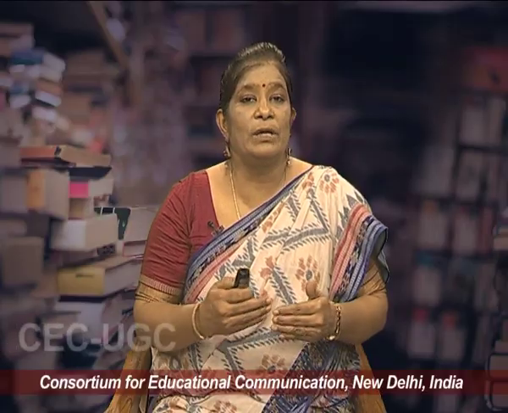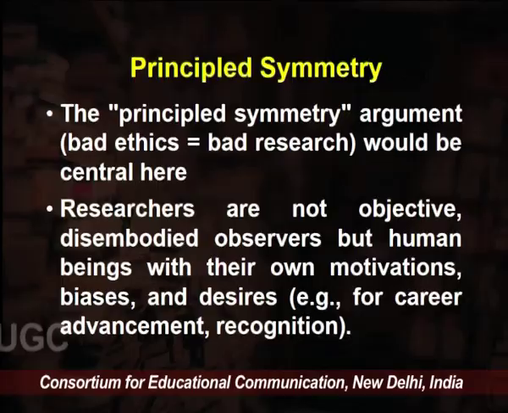In the section on principal symmetry, basically Martin is trying to argue that there is a direct relation between bad ethics resulting in bad research. That is the central argument, that if you want to do good quality research, you need to practice ethics in research. And that is why the equation bad ethics is equal to bad research becomes central to his argument.